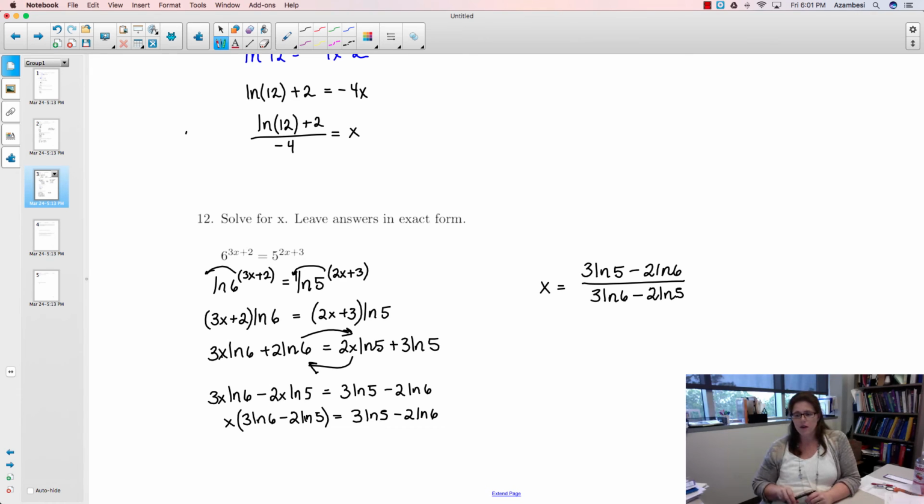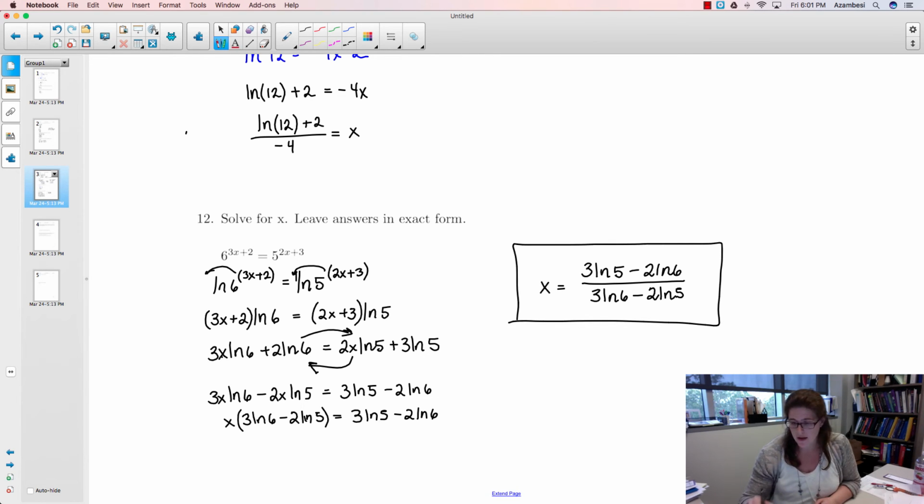Now there's nothing that you can cancel there. I have subtraction both top and bottom, and the terms are not the same. So don't be tempted to cancel because you can't, and this is your final solution. You could put the logs together, but it is a bunch of algebraic work that doesn't actually get you a different answer. So don't worry about that. Just leave it the way it is.